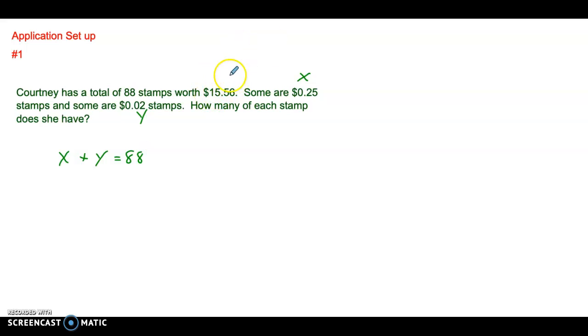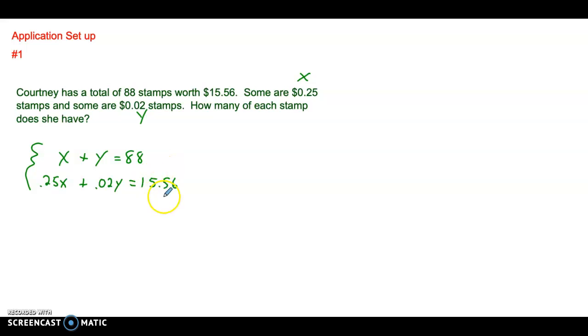Now the other piece of information we have is how much they are worth. So if she had 2 of these 25-cent stamps, that's worth 50 cents. Again, wow, super. But either way, we take the value of it, multiply by how many we have, and that gets us another equation. So 0.25 times how many 25-cent stamps we have. We're going to add that to 0.02, 2 cents for each of those stamps that we have. When you add up all this, you get the total value, $15.56. There's our system of equations.